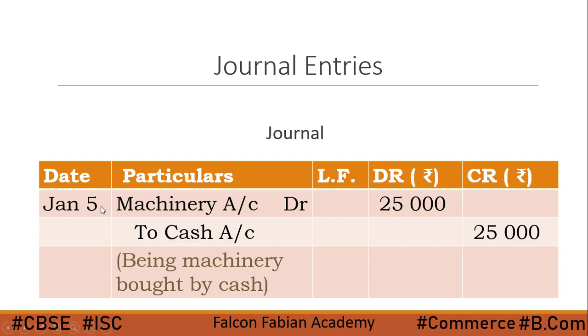So January 5, machinery account debit, amount 25,000. In the second line, leave some space, then to cash account, and in the credit column, amount 25,000. In the line after that, in brackets, you will write being machinery bought by cash. You have to follow this structure whenever you are doing a journal entry.